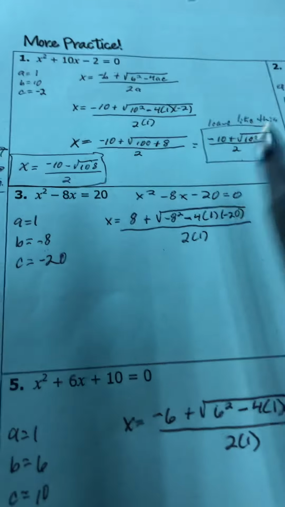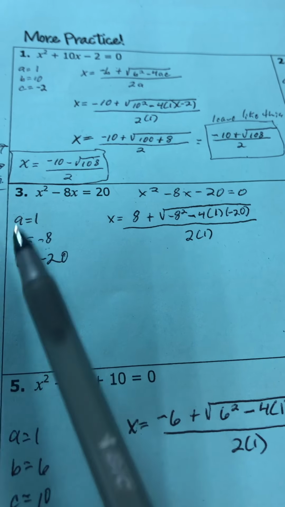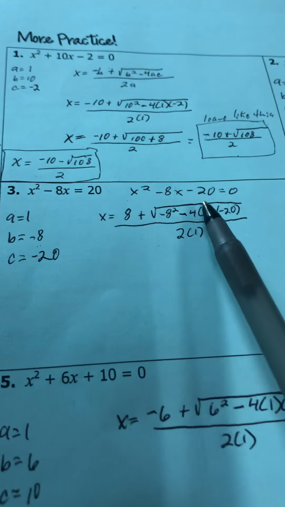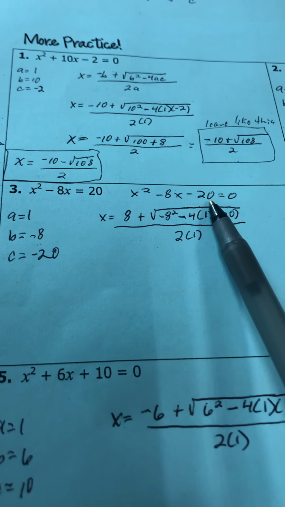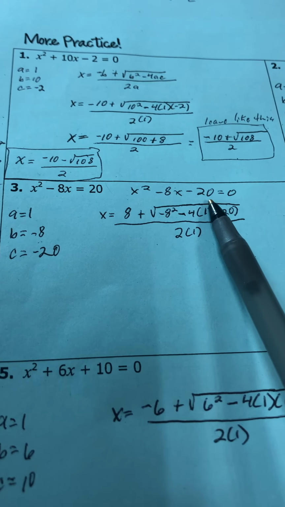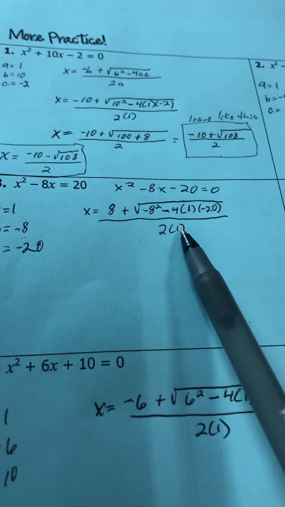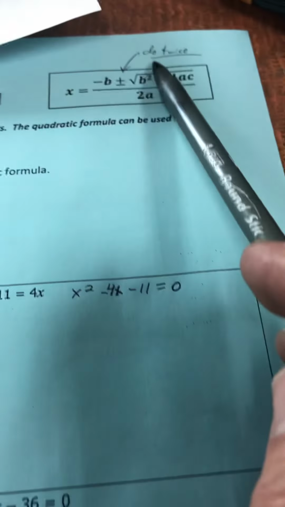Number 3 is a little cleaner. I have my A, my B is negative 8, and my C is negative 20 because I had to rewrite this equal to 0, so I had to subtract 20 from both sides. I plug in all my A, B, and C numbers using that quadratic formula from the top of your page.